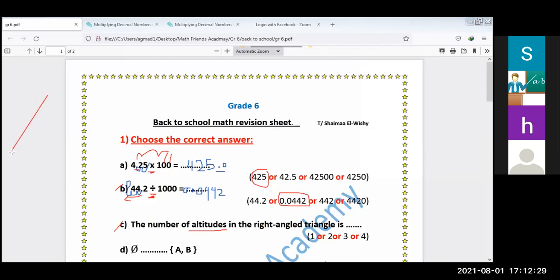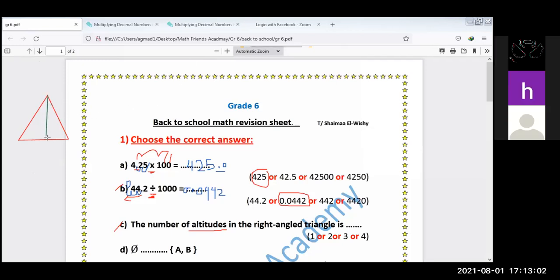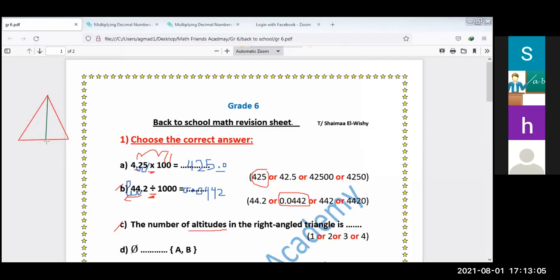Okay, let's take it together now to remember. We have now a triangle. This is an acute angled triangle. All the angles are acute, like you see. What is the meaning of altitude? Who can remind me, grade 6? Altitude means the perpendicular line from the vertex to the opposite base, like this. This is called altitude, from the vertex to the base.